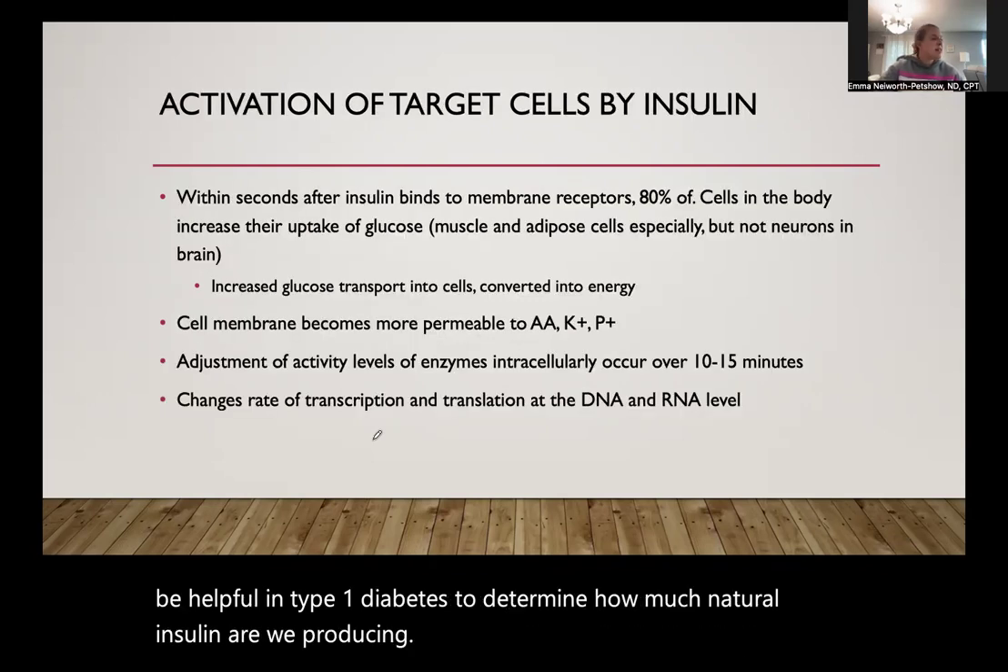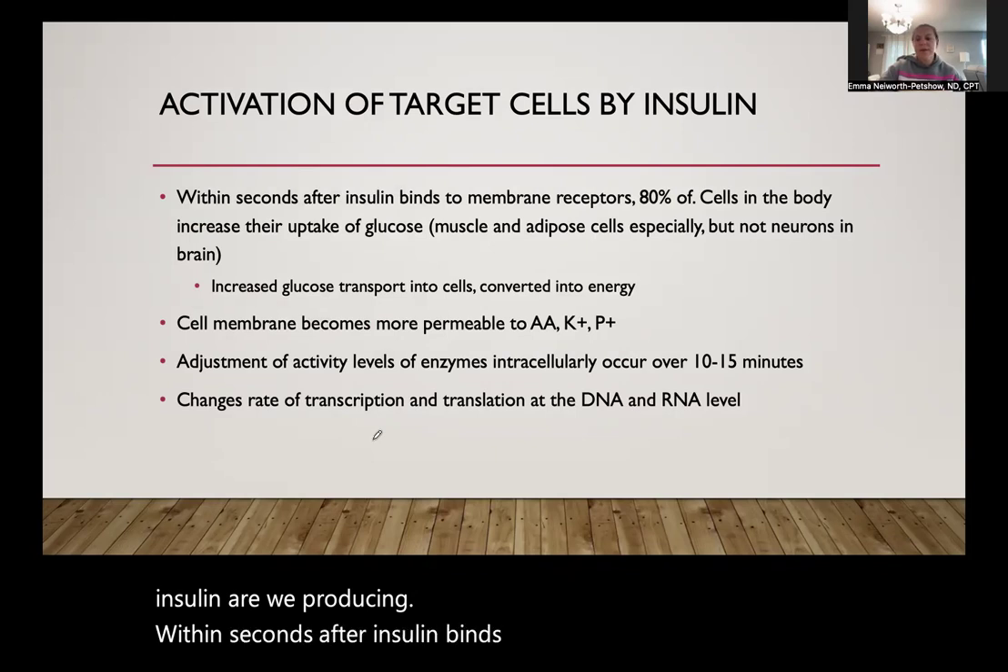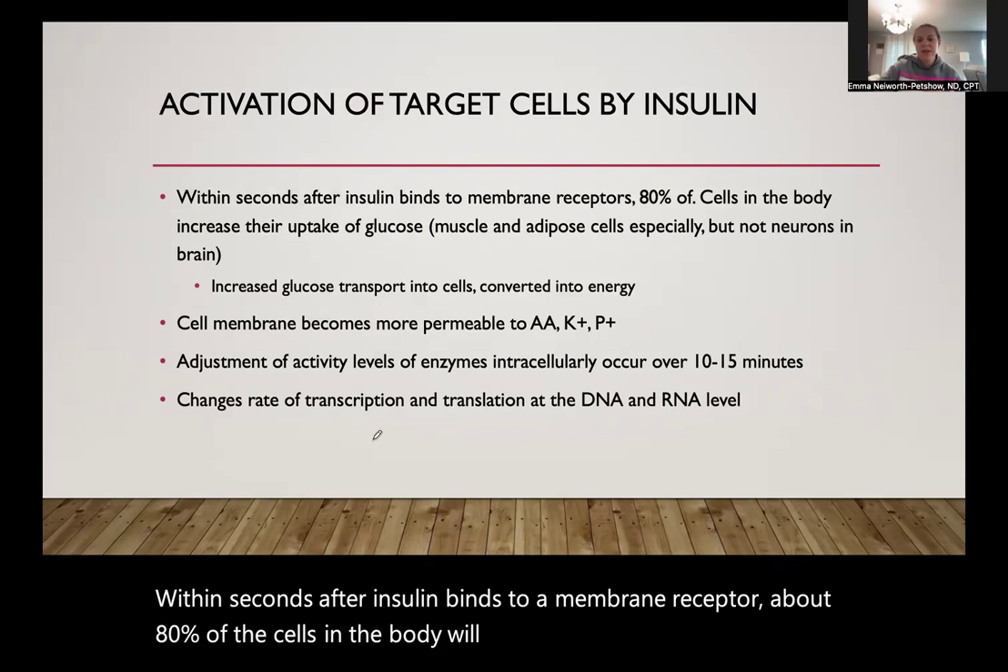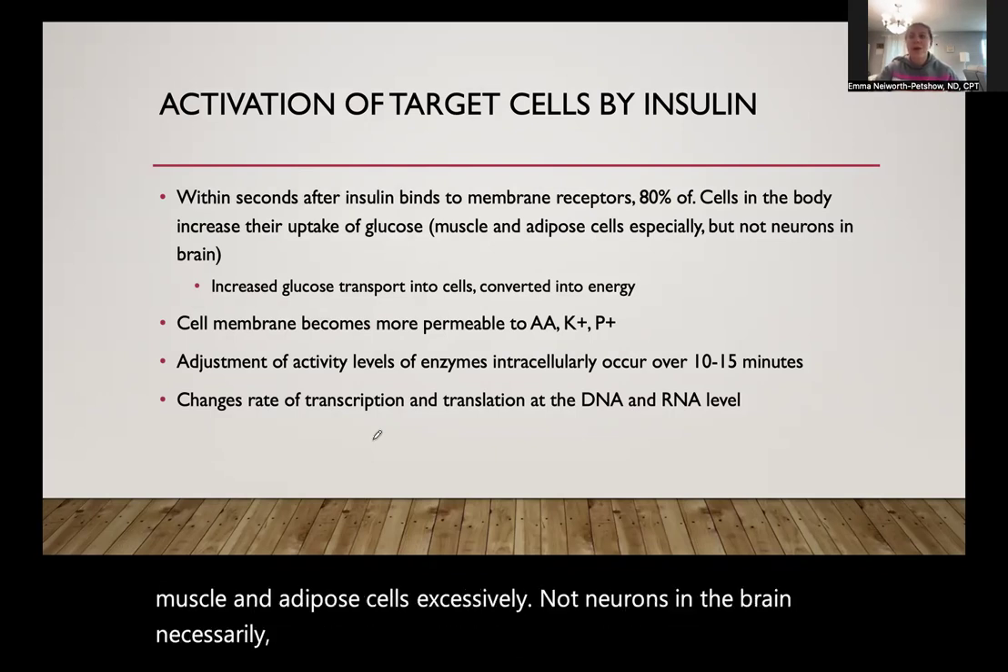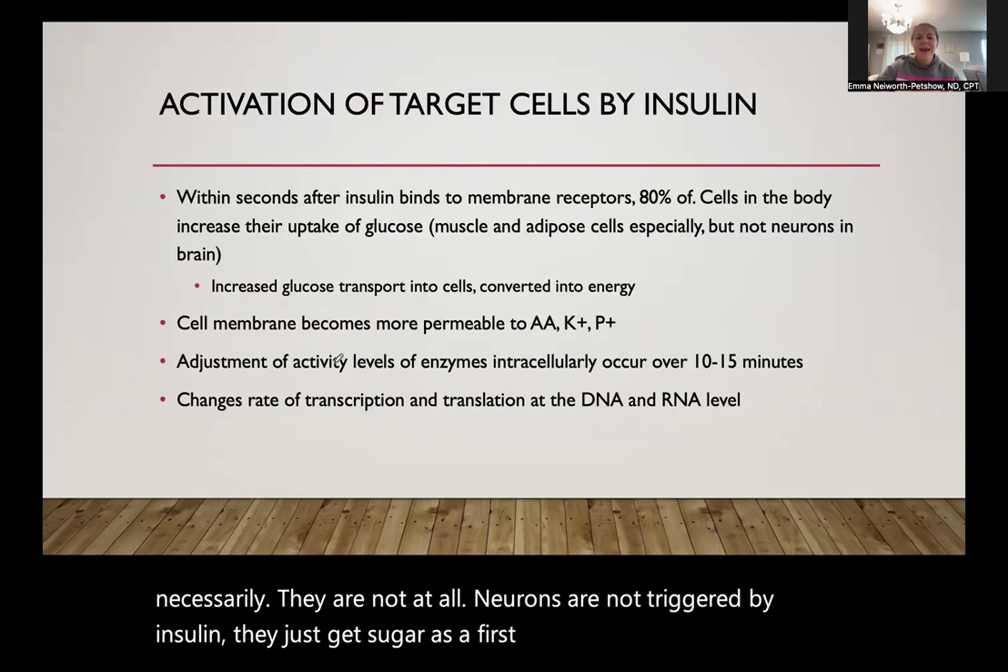Within seconds after insulin binds to a membrane receptor, about 80% of the cells in the body will increase their uptake of glucose. Muscle and adipose cells especially. Not neurons in the brain necessarily. They are not, well, not at all. Neurons are not triggered by insulin. They just get sugar as a first pass regardless.